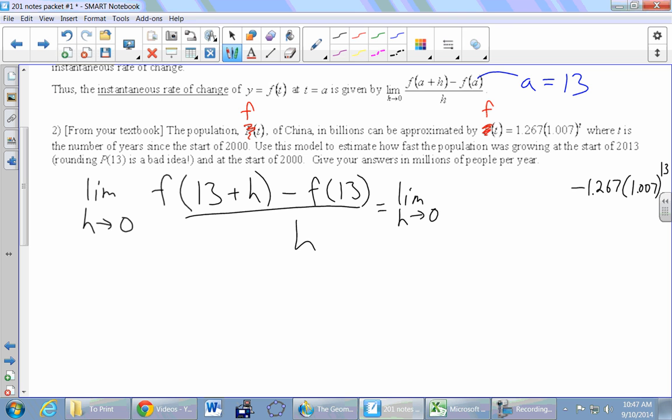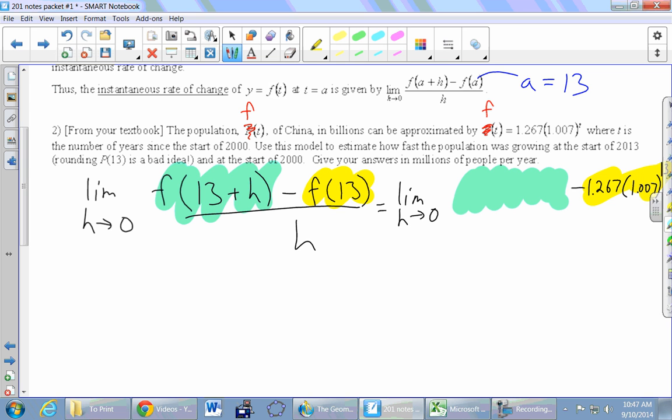Everybody agree? All we're doing is plugging the 13 in for the t. We can highlight some stuff here for you. So that is this part. But we still need to find this f of 13 plus h. So we're going to put that right in here. And so it's the same idea, but instead of replacing the t with just plain 13, we're replacing the t with 13 plus h. So we're copying that whole function, but the t becomes 13 plus h.